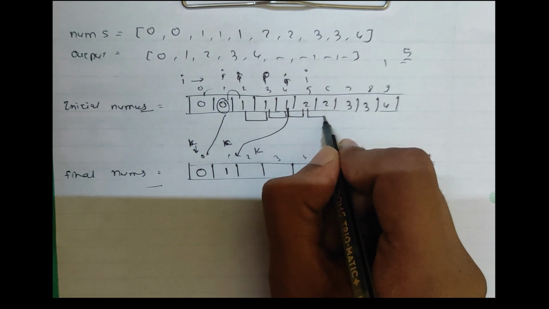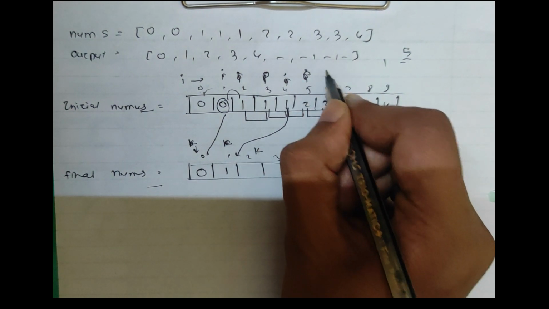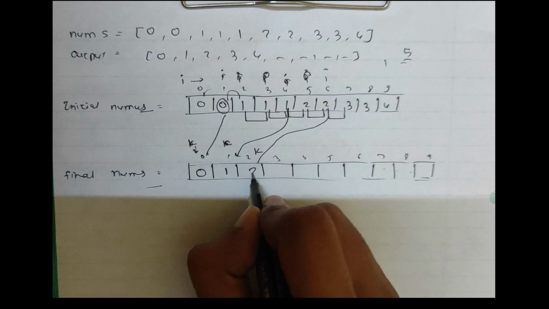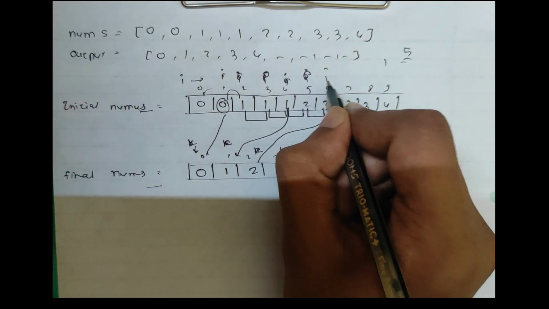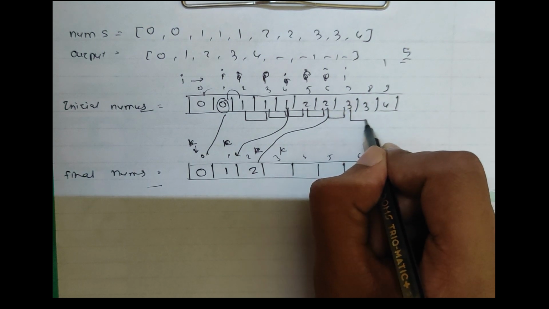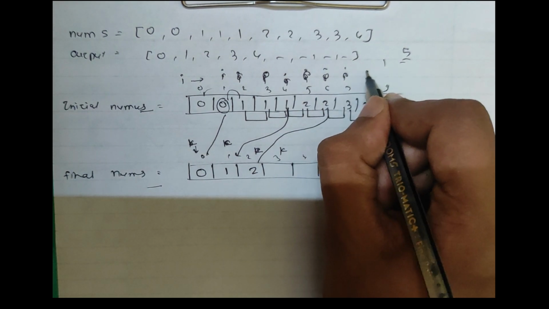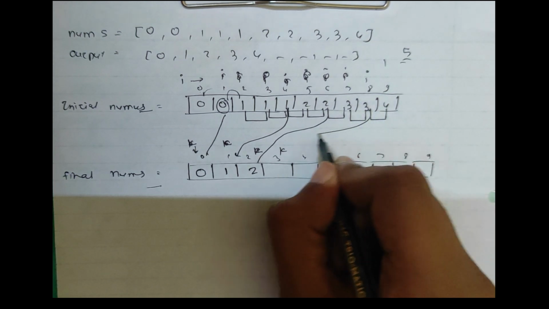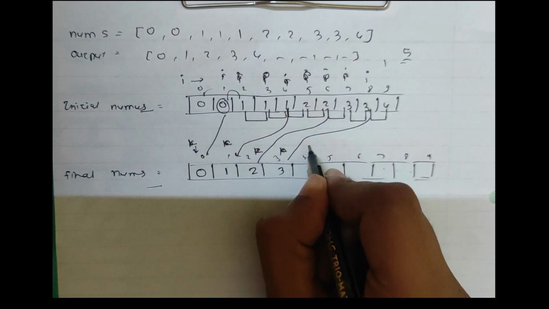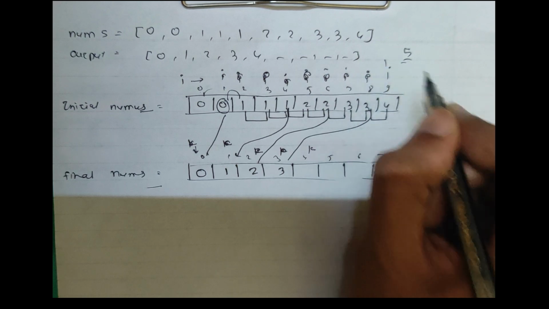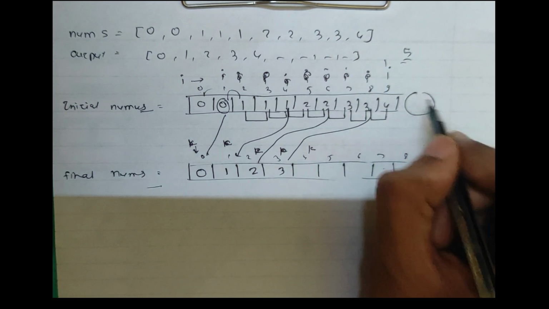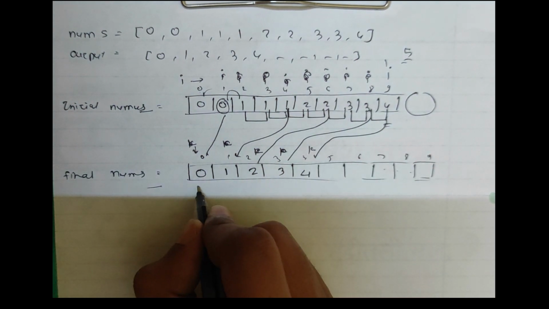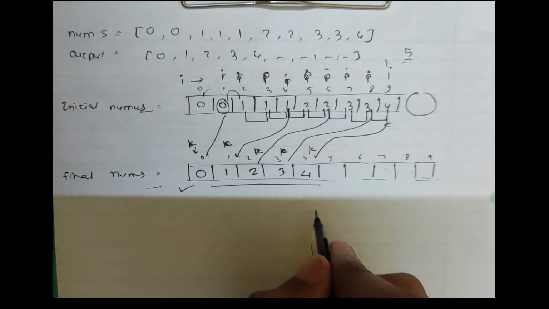Here nums of I and nums of I plus 1 are the same, so only I will increment. Here nums of I and nums of I plus 1 are different, so we will put the nums of I value here and increment k as well as I. Here nums of I and nums of I plus 1 are the same, so increment just I. Here nums of I and nums of I plus 1 are not the same, so we will put the nums of I here, and increment k as well as I. Here there is no nums of I plus 1, so in the last stage we will directly put the value. So this is our final nums array.